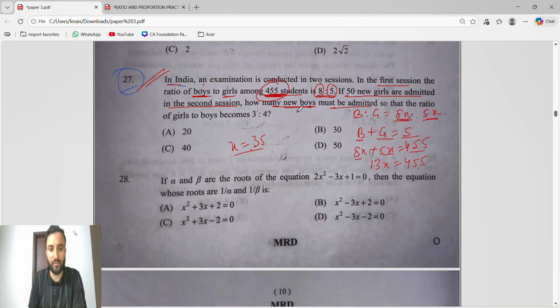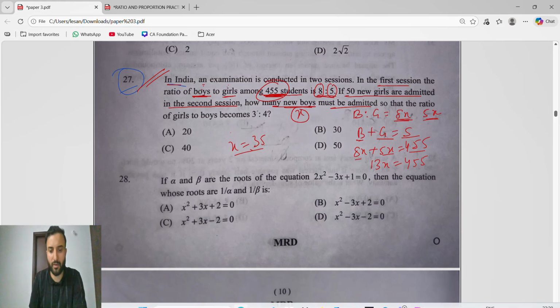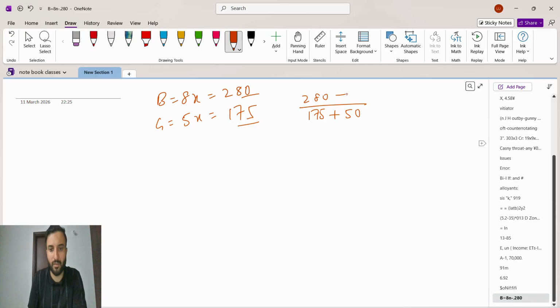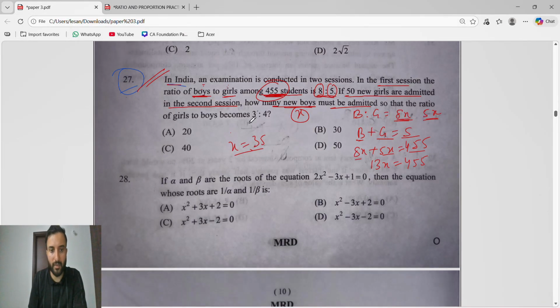How many new boys? So I will take it as x. Correct. Whatever we have to find, we'll take it as x. So x new boys must be added, so that the ratio of the girls to boys becomes 3:4. I see here only the 100% of students made a mistake. Understand? Guys, focus here.